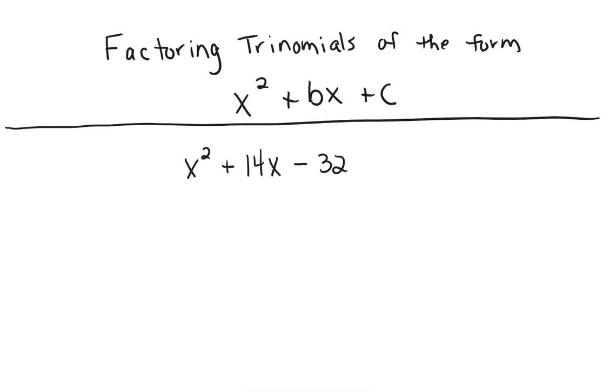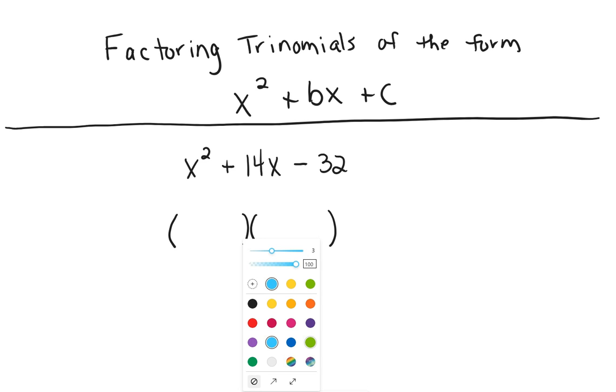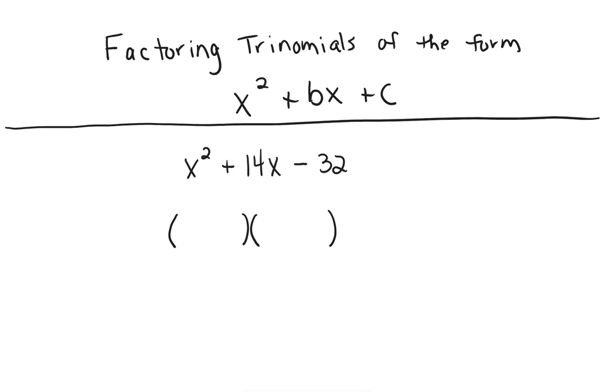Okay, so this is my third example of factoring trinomials of the form x squared plus or minus something x plus or minus something. My first term is an x squared. So like the other two examples, when your first term is an x squared, it's always going to be x times x. All right, that's it.